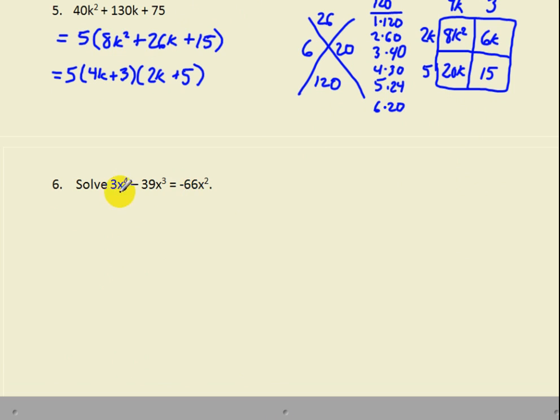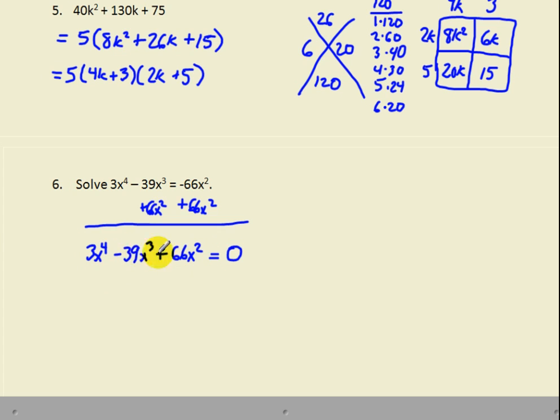Okay, number 6. So here we have an equation. Solve 3x to the 4th minus 39x cubed equals negative 66x squared. I'm going to add 66x squared to each side so that we get everything on one side of the equation. So now we have 3x to the 4th minus 39x cubed plus 66x squared equals 0. And notice we can factor out a 3 because it will go into all of those coefficients, and we can factor out x squared. So 3x squared times x squared minus 13x plus 22 is equal to 0.